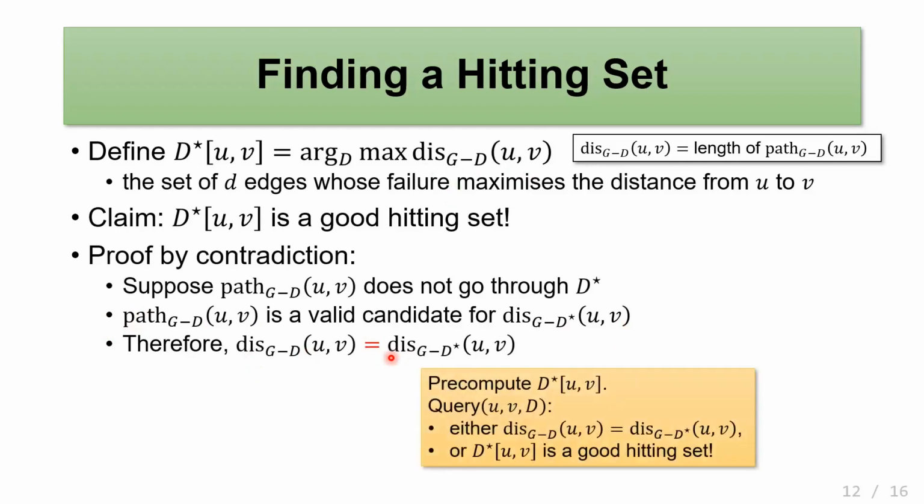In our query algorithm, we are given UV and D. So we have two cases. Either this G minus DUV is equal to this G minus D star UV, or D star UV is a good hitting set. If the first case happens, then this is actually trivial, at least if we only consider distance. And in the second case, D star UV is a good hitting set, so we can do recursion.